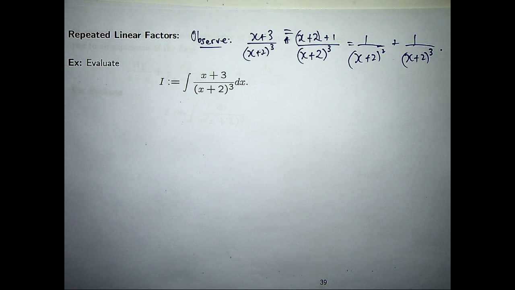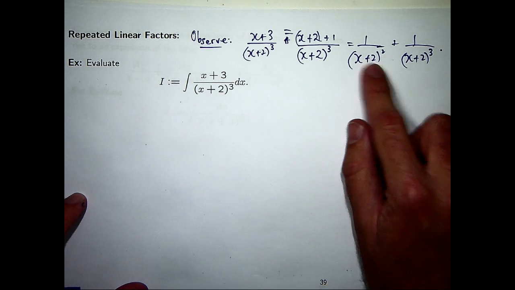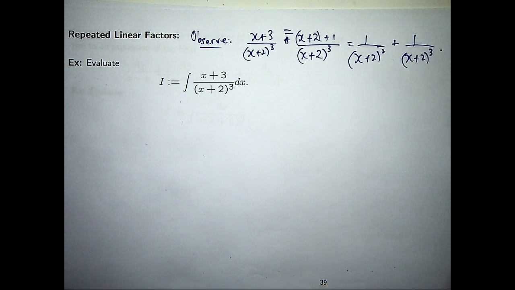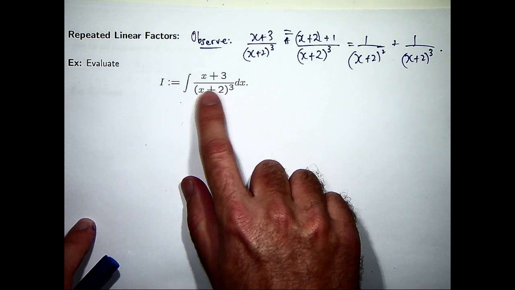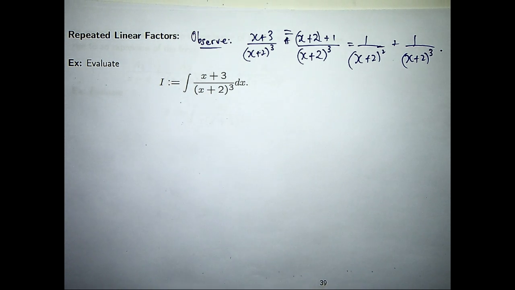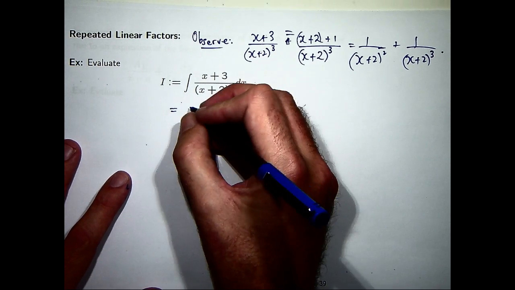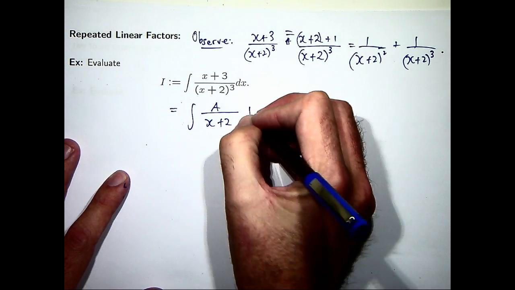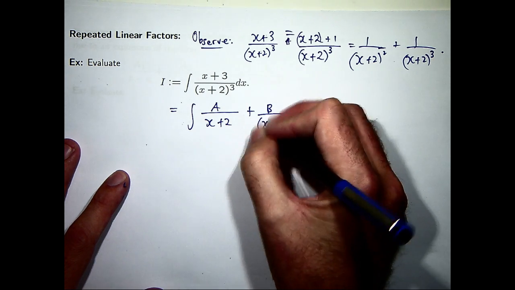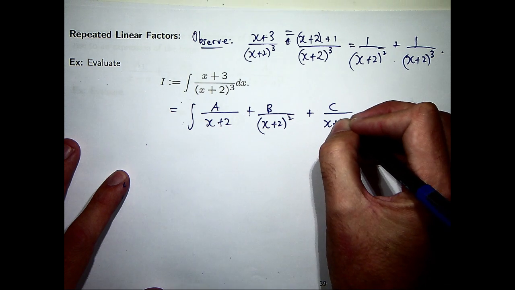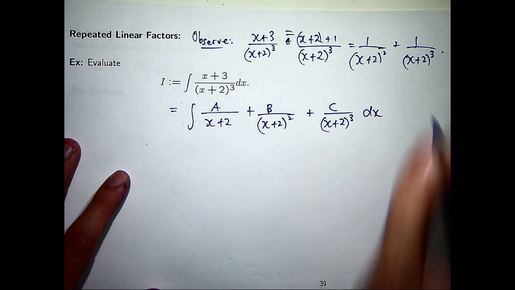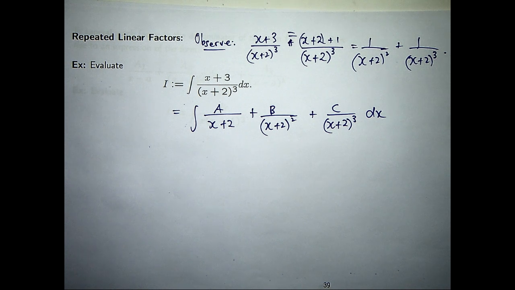Okay, so this example is really designed to show you the setup for the decomposition of this repeated linear factor. So when we have this cube down the bottom, we say this has a repeated linear factor because x plus 2 is repeated 3 times. Well, I guess it's repeated twice, right? So in general, this would be the setup that you would be chasing, where big A, big B, and big C are constants that you need to calculate.